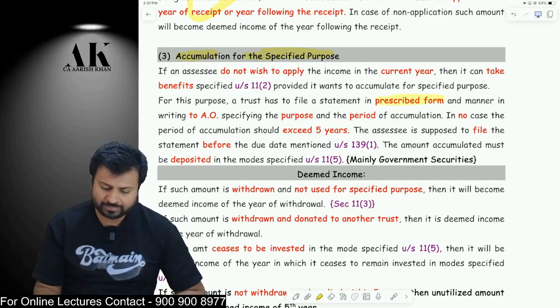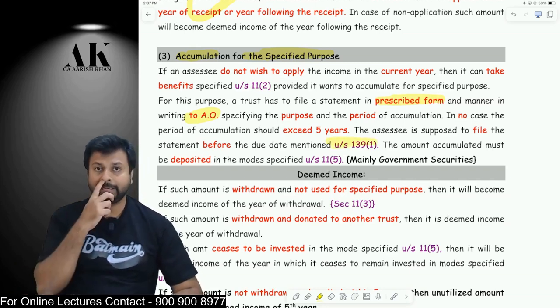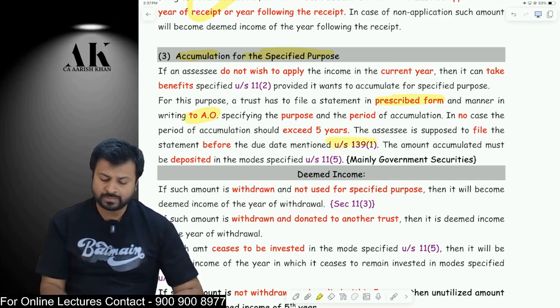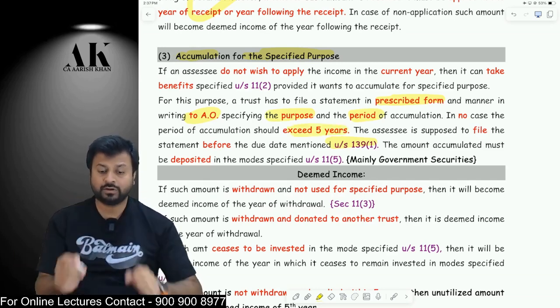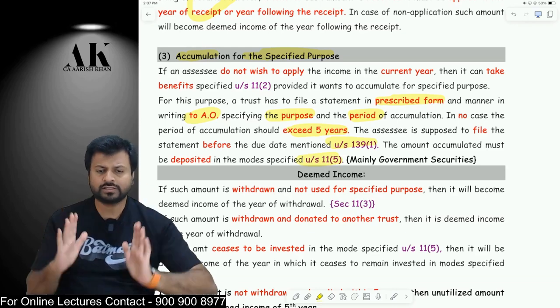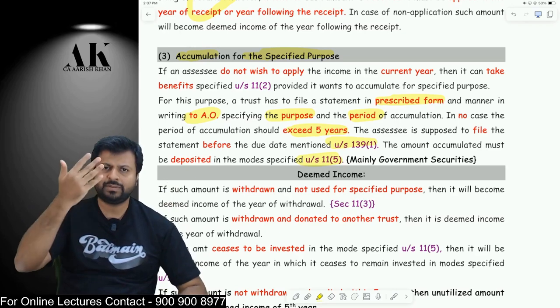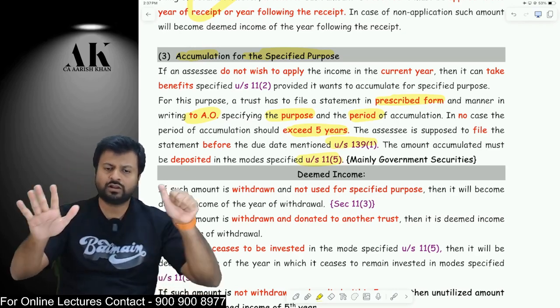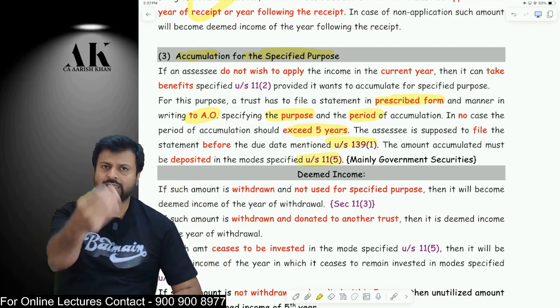You should fill a form in the prescribed manner and go to the assessing officer till the due date of filing of return. Tell him the purpose for which you want to accumulate and the period for which you want to accumulate. The period should not exceed 5 years from the end of the financial year. It should be maximum 5 years, and you should deposit that money in the mode specified in 11.5, which are mainly government securities. You do all these things: go to the assessing officer, fill the prescribed form, mention the purpose, mention the period, maximum 5 years, before the due date of filing of return, and deposit that money in the mode specified in 11.5. He will give you the exemption.